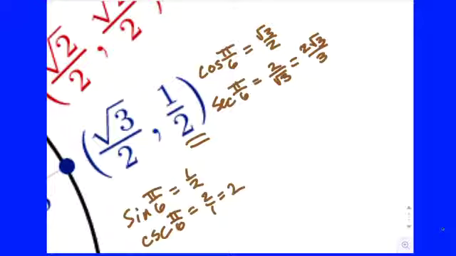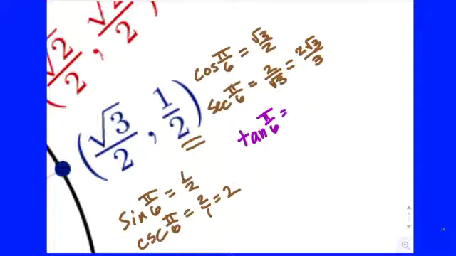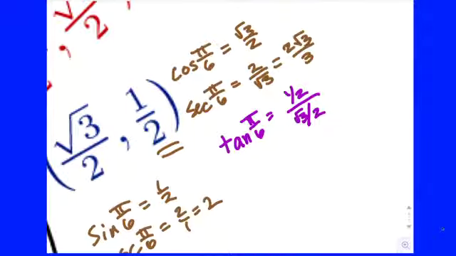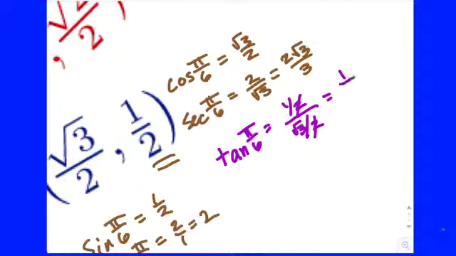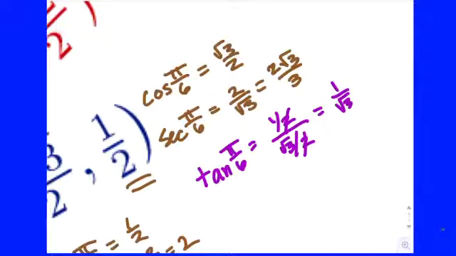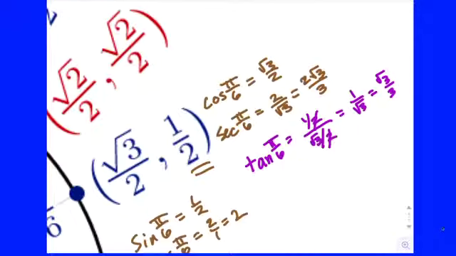Let's try this. What is tangent of pi 6? Well, it's y over x, isn't it? So it's 1/2 over the square root of 3/2. What's going to happen with those 2's, the denominators? They're going to not cancel out. They're going to divide out. And you're going to be left with 1 over the square root of 3. Good, which when you rationalize is the square root of 3 over 3. So that's tangent of pi 6.